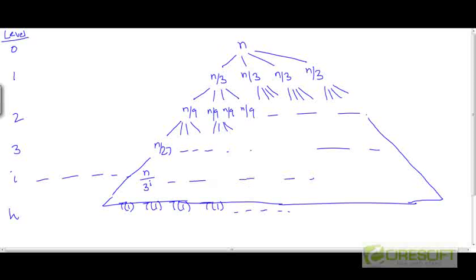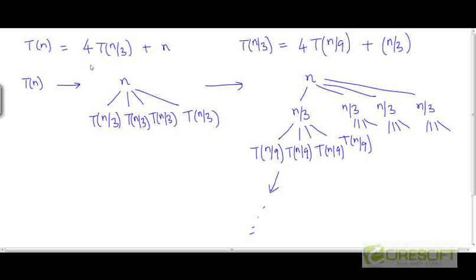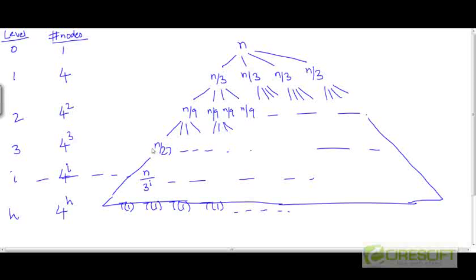The number of nodes at each level will be 1 at the 0th level, 4 at the first level, 4 squared at the second level, 4 cubed at the third level, 4 to the power i at the ith level, and 4 to the power h at the last level. And that's because we are dividing the original problem into 4 subproblems. So every time we open up a particular value T of n divided by something, we're going to create 4 children. So the number of nodes at each level will be 4 times the number of nodes at the previous level.